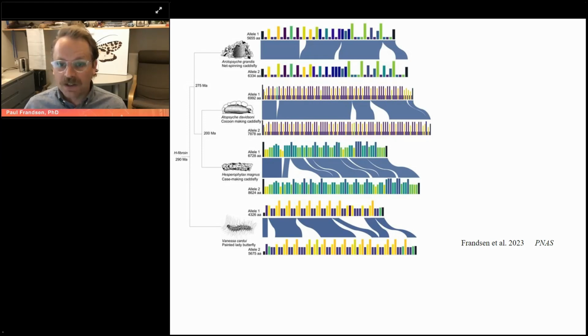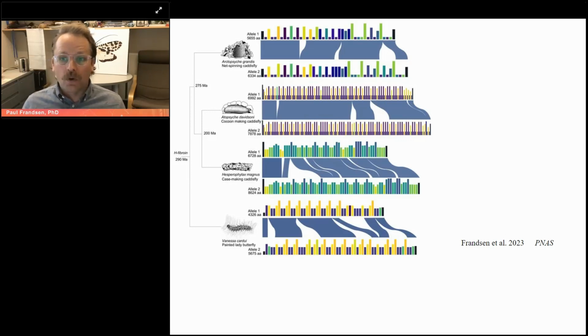And even though there's very little in common with the repeat structure itself, the patterns of variation are very similar, with these large insertions and deletions between alleles and large length variation. But maybe this isn't surprising, given that this is a gene that shares an evolutionary history. So caddisflies and butterflies and moths, the ancestor of that whole group of organisms must have had some prototypical heavy fibroin chain protein, because they share that, and we can establish homology.